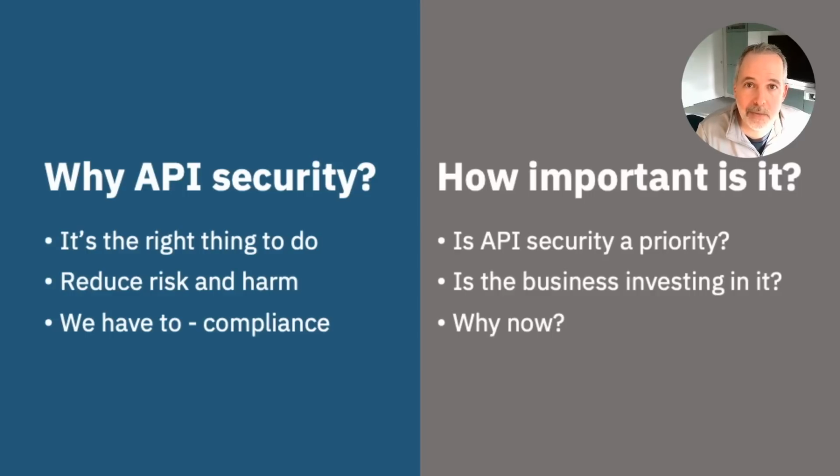Most departments will set goals and priorities for the upcoming year, for example. Is API security on the list? If it's not, then that really questions how much of a priority it is. Are you getting the resources, the budget, the manpower to be able to really tackle API security properly? And why now? What are the compelling drivers to say we've got to address API security now and not sometime in the future?